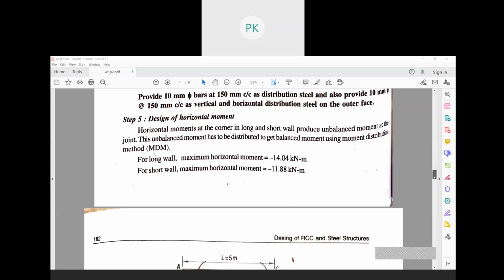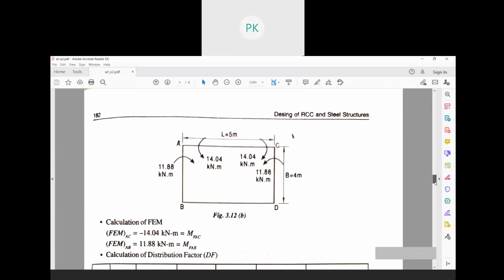We have to write those moments like this. For the long wall, we have 14.04, which is towards the water, and also we have 11.88 for the short wall.